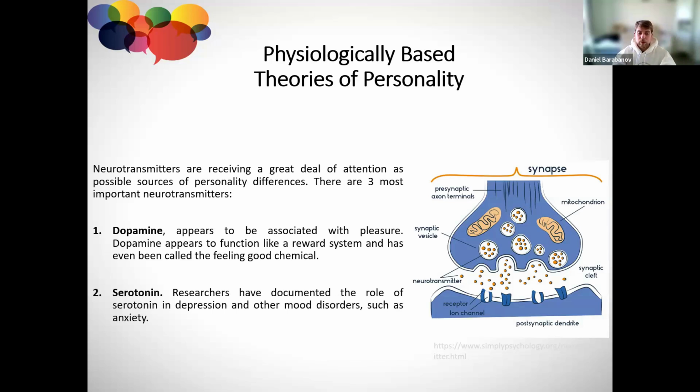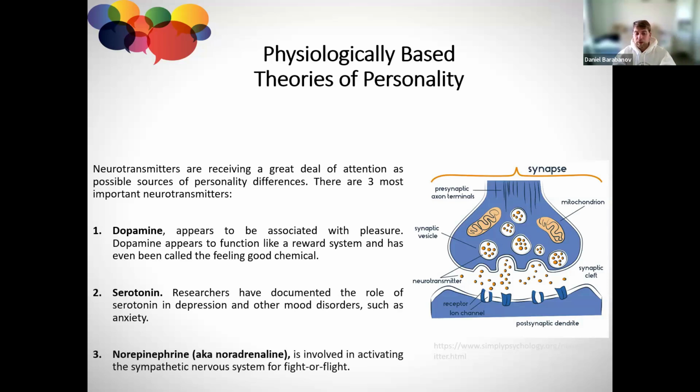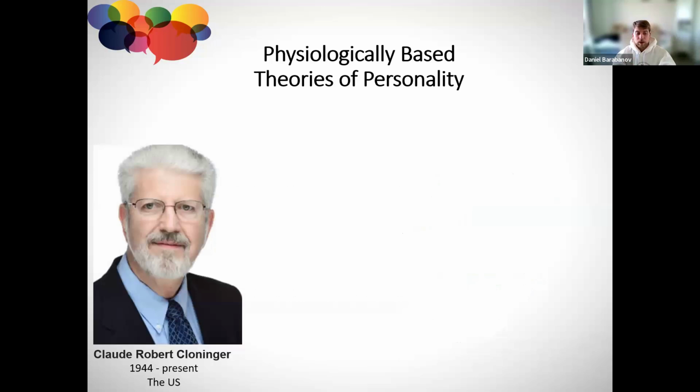So serotonin: the lack of serotonin is connected with depression and mood disorders, and partially anxiety. And noradrenaline is involved in activating the sympathetic part of the nervous system for the fight or flight response, right? So it's connected with stress and activation. Those three neurotransmitters received more attention from researchers than others for some reason.